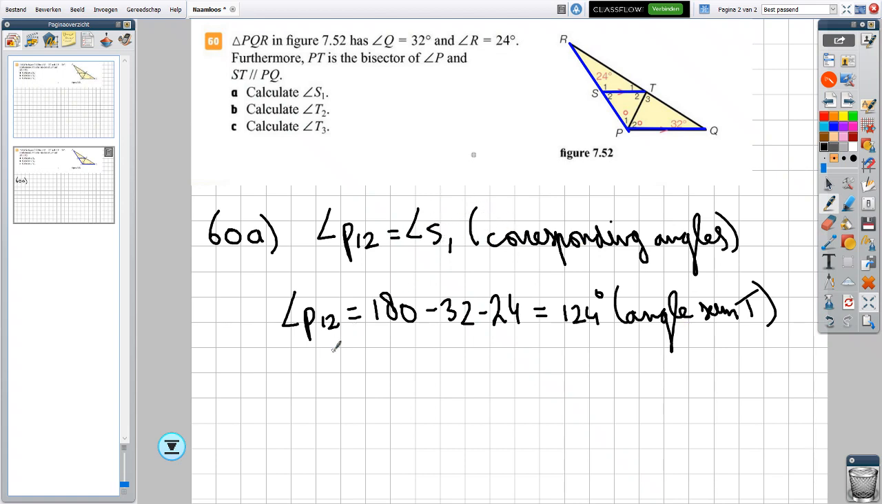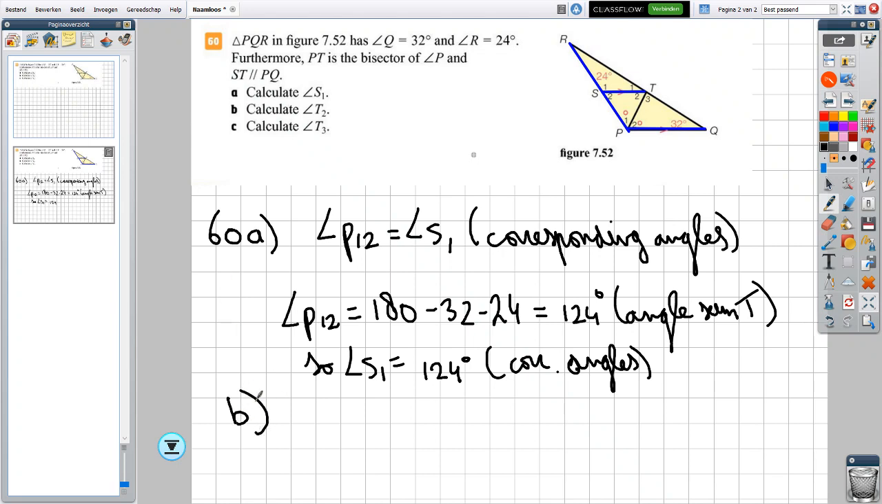Hey, so now I know what angle S1 is as well, right? Because I stated it right here. So angle S1 is 124 degrees as well. Like this. Why? Yeah, corresponding angles. I already kind of stated that beforehand, right? So that's angle A. At B, they want you to now calculate T2, this one.